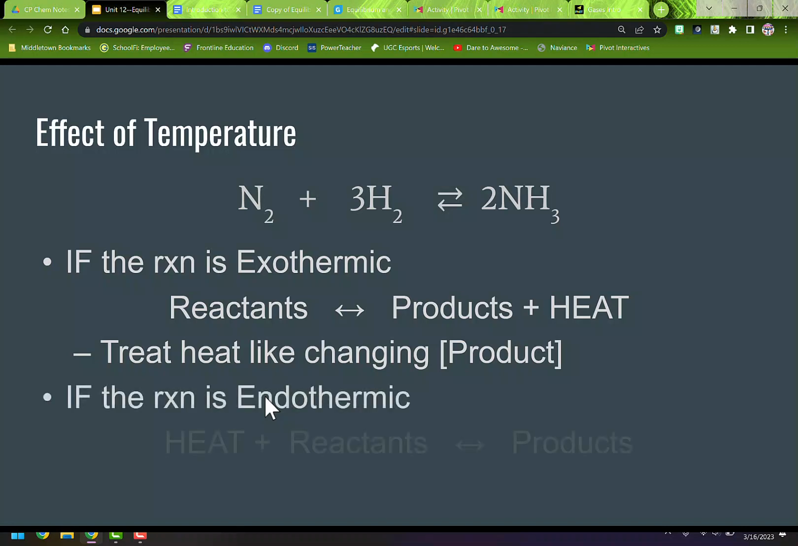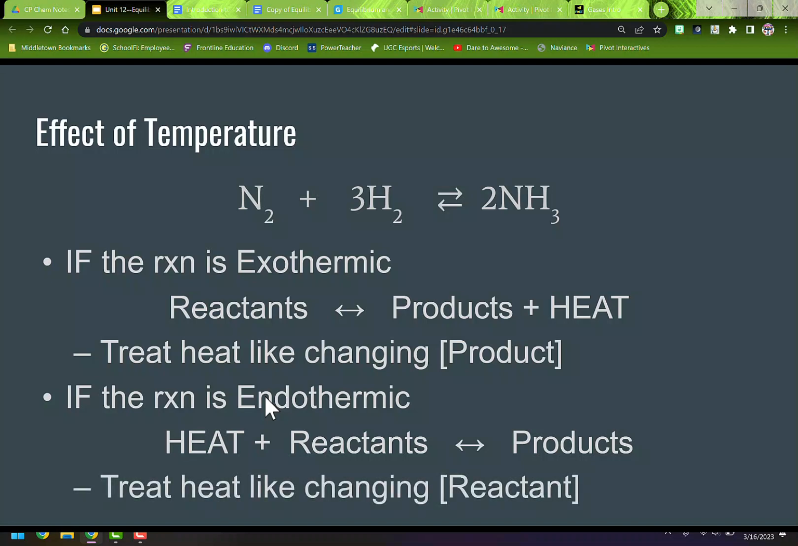If the reaction is endothermic, then we're going to treat it like a reactant. Our reactant is on the left-hand side now. So we're going to treat it just like a changing concentration of a reactant. So if you think about an endothermic reaction, like putting an ice cube in your hand, if you increase the heat of your hand, the ice cube will melt faster and you'll produce more liquid water. If you decrease the amount of heat in your hand, so if you get your hands cold and then put the ice cube in it, you will decrease the amount of melting that will occur because cold does not help things melt.